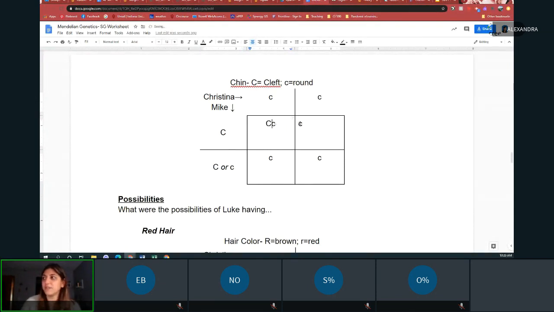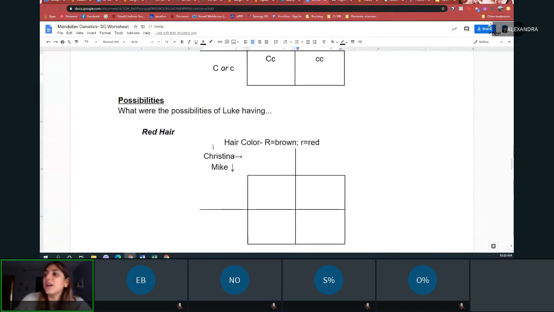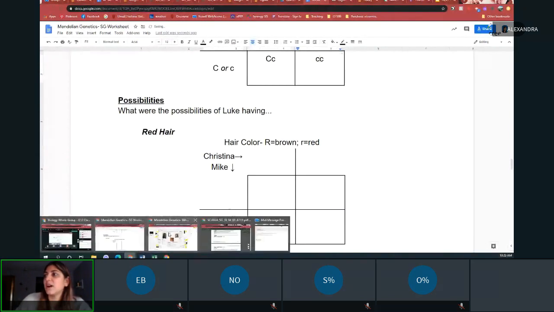There is that chance. So then we can put this in here, right? And so we can start to fill out this guide, and we can start to see that there is a 25% chance that Luke could have had a round chin. But we know for sure that Christina has a little c, and that Michael is a possibility of having these two. Okay. So now we know the genotypes of them both.